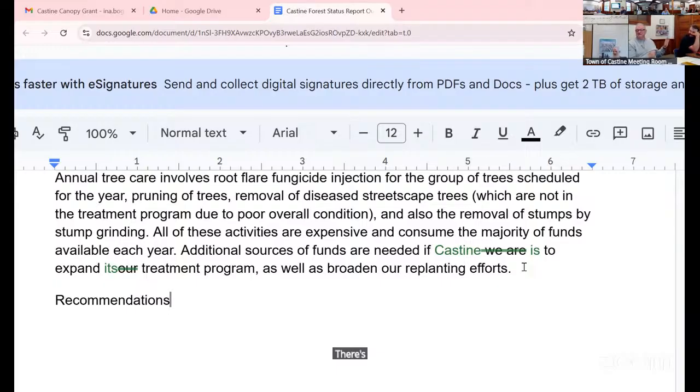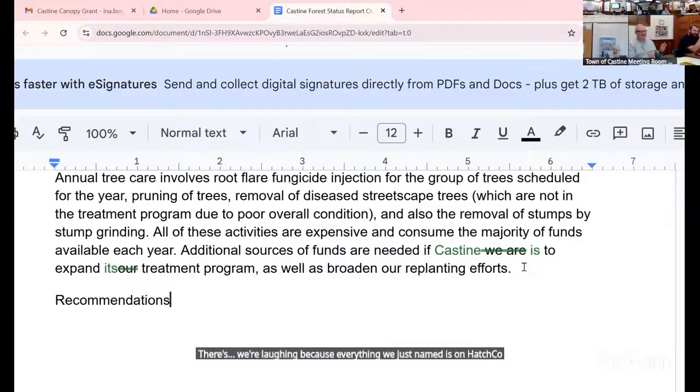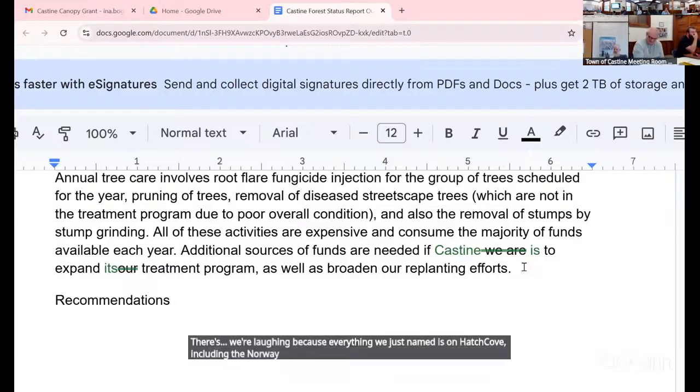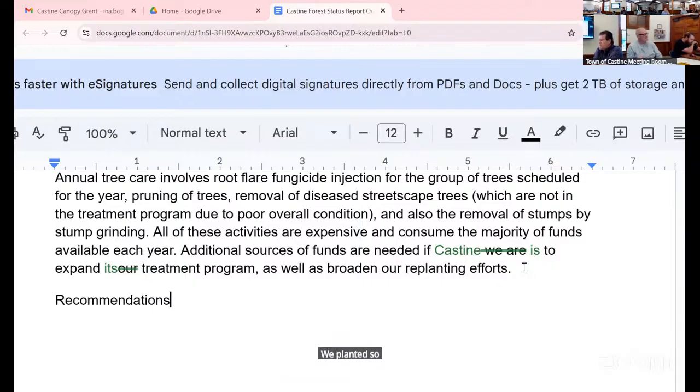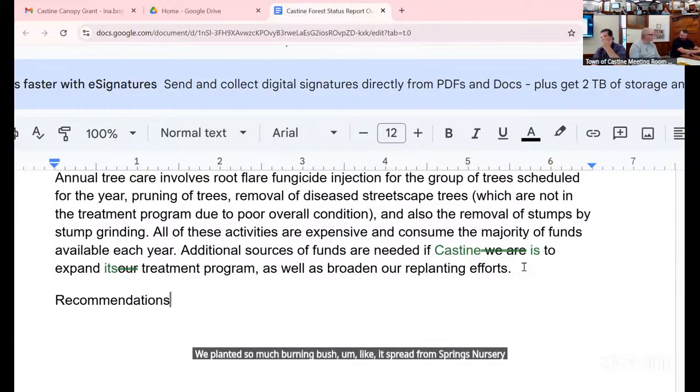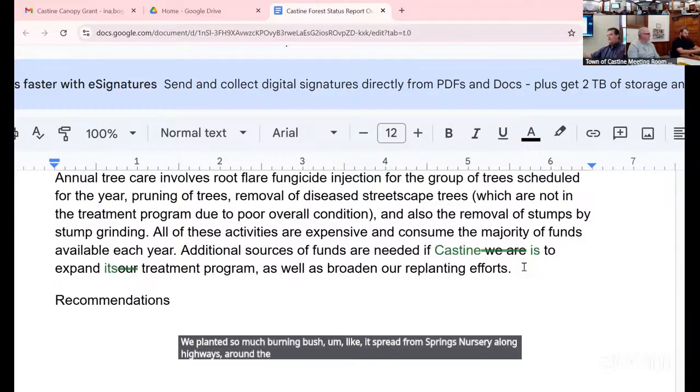We're laughing because everything we just named is on Hatch Cove, including the Norway maple. How about burning bush? I remember back when I was in college, we planted so much burning bush from Sprague's Nursery, along highways, around the little parking lot strips. We put them everywhere. Everybody wanted those because of the red fall color, they're pretty in the fall. So it spreads, but I've never seen it actually be debilitating.